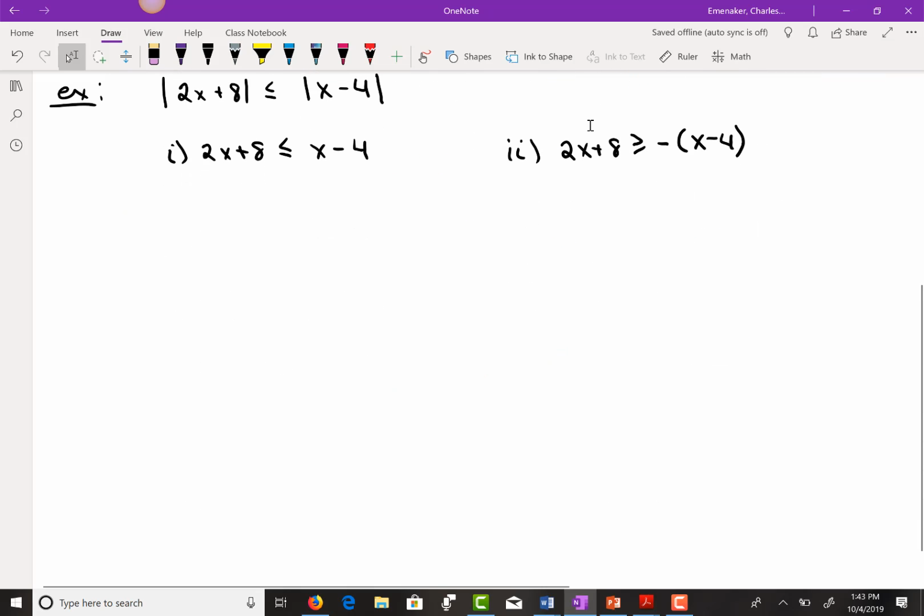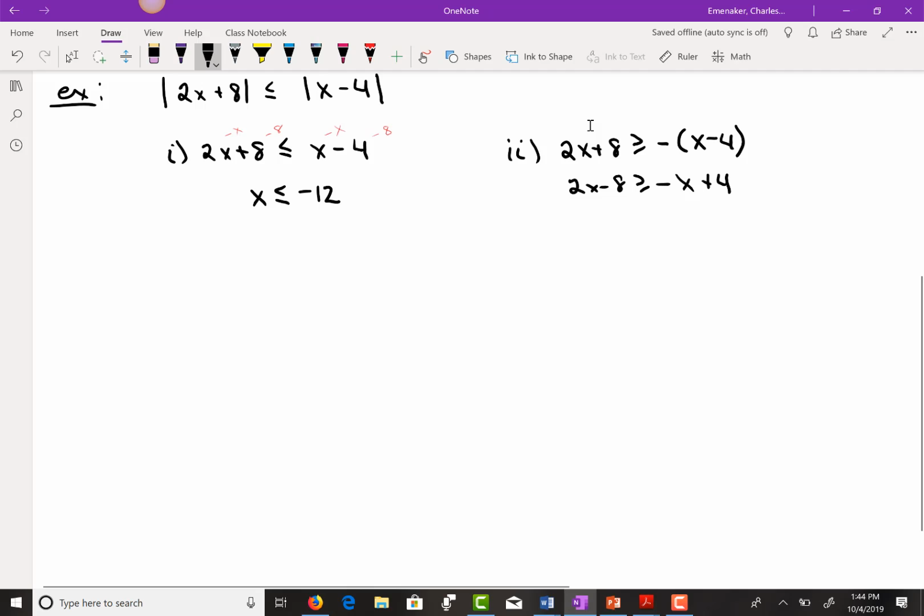Yeah. If we subtract an x from each side, we're going to get x less than or equal to, and we're also going to subtract 8 from each side. So we're going to do a couple of things here, and we're going to get negative 12. So x has to be smaller than negative 12. There's one answer. Now in the second one, I'm going to have to distribute this negative sign first to figure out what's going on here. Minus x plus 4.